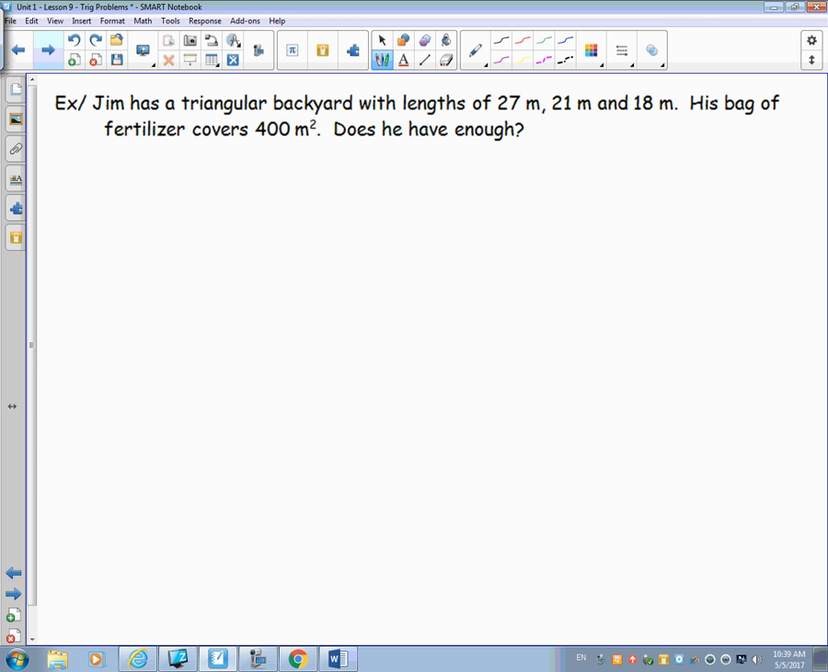Last one. Jim has a triangular backyard with lengths of 27 meters, 21, and 18. His bag of fertilizer covers 400 meters squared. Does he have enough? So the question I'm asking myself is, how much area is my yard? Because I have 400 meters squared. That's how much area I can cover. So I need a triangle. 27, 21, and 18. Obviously not drawn to scale.